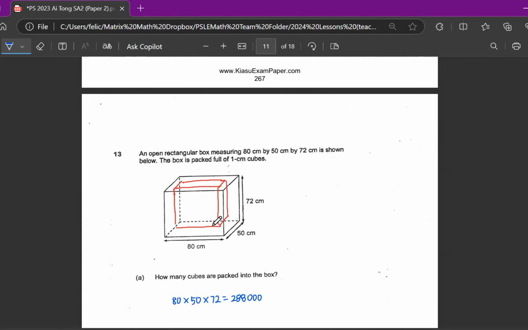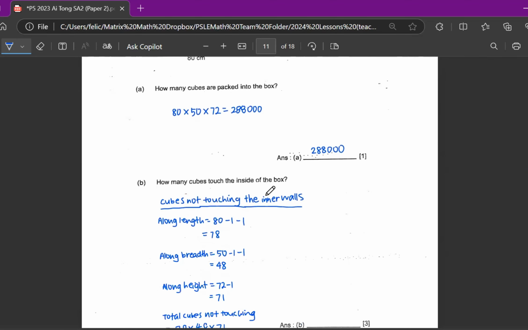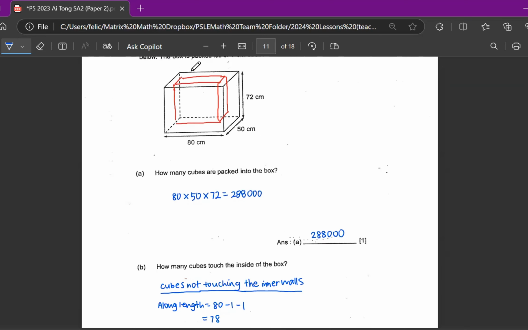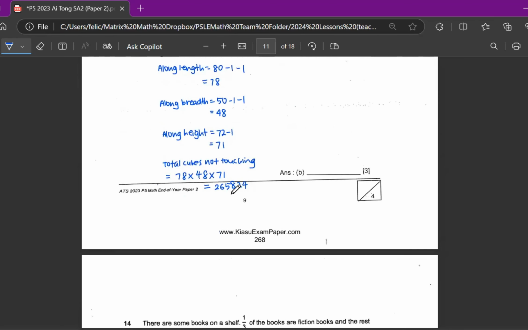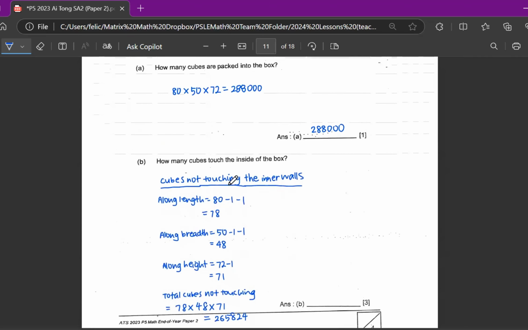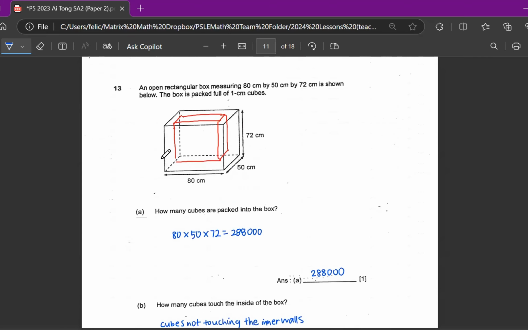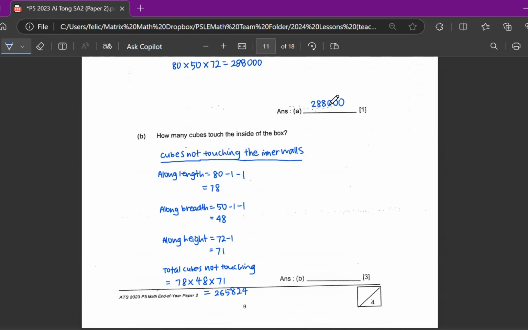Now remember our aim is to find cubes that touch the inside of the box. That means the space that's surrounding the red color space there. To do this, recall from part A, the whole box can pack maximum this many cubes. But within the red box, I can pack this many, those that are not touching the walls. So to find those that are touching the walls, basically the surrounding around the red color part, you can just use your total cubes minus away the cubes not touching.